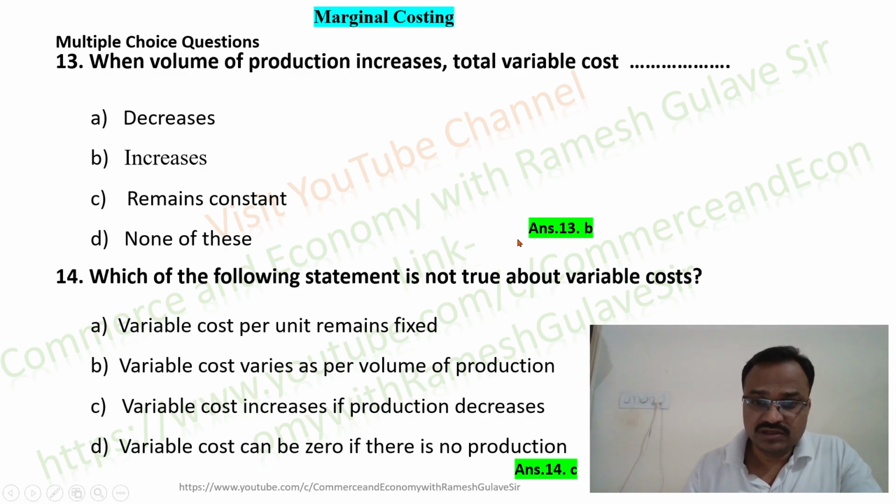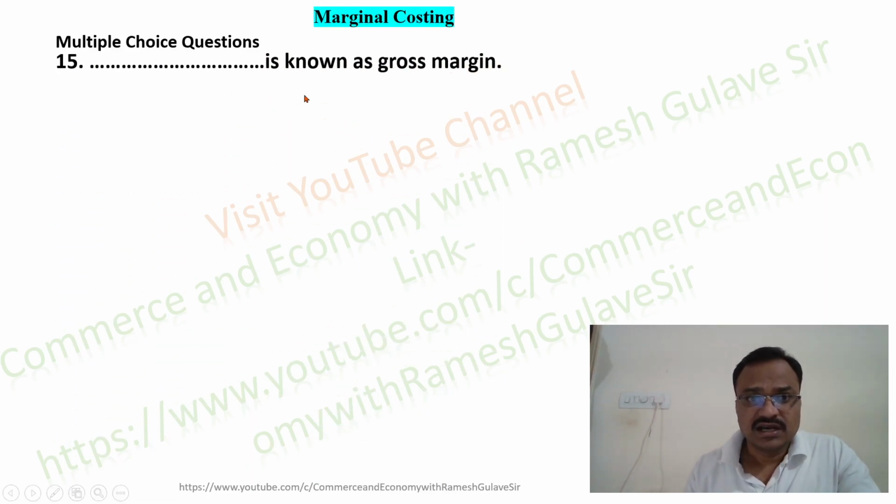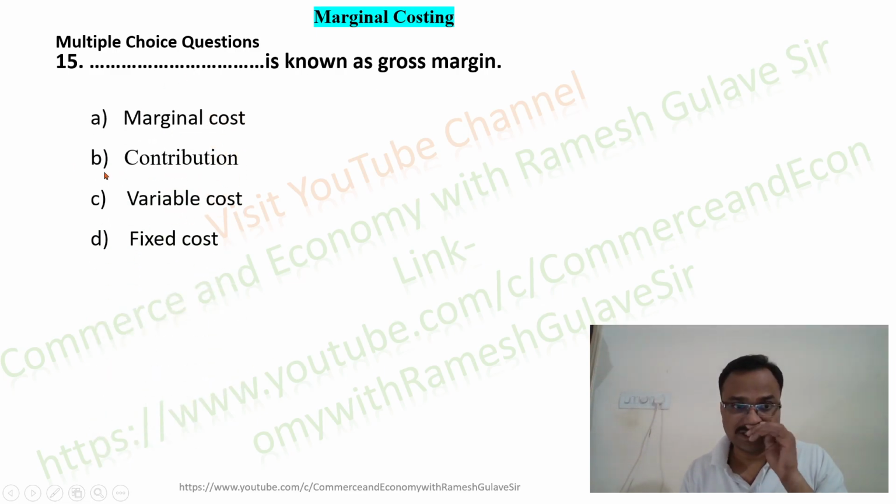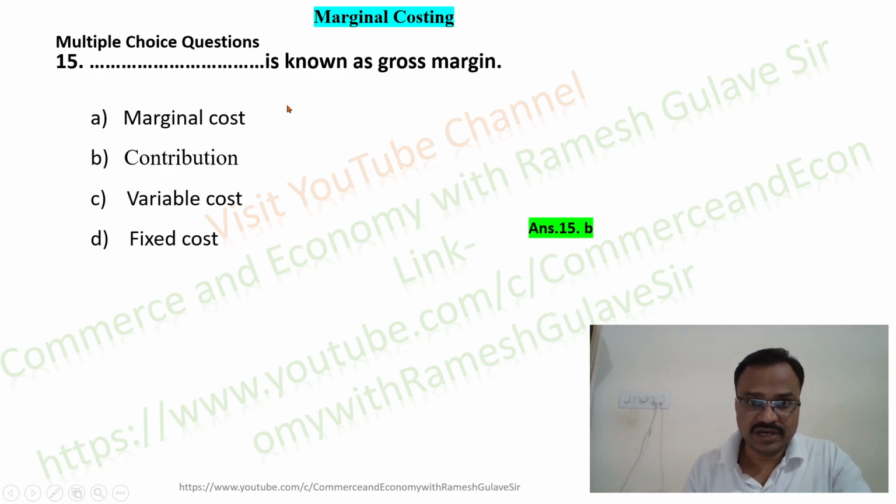So now let us move on to the next question. The next question says what is known as gross margin, and options are marginal cost, contribution, variable cost, fixed cost. See friends, contribution is basically known as gross margin. So here option B is the right answer. Contribution is one of the important concepts in marginal costing. So you have to understand the concept of contribution properly and the various formulas related to it, because 100% two or three questions can be there in your exam on contribution, right? So for this question, contribution is known as gross margin. Option B is the right answer.